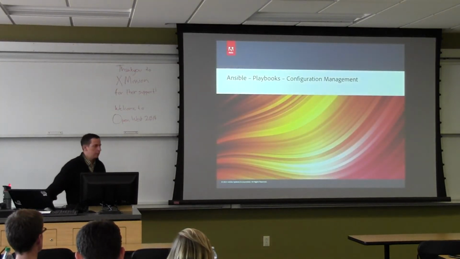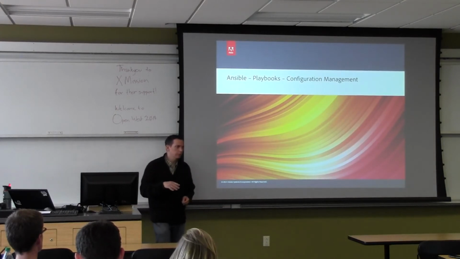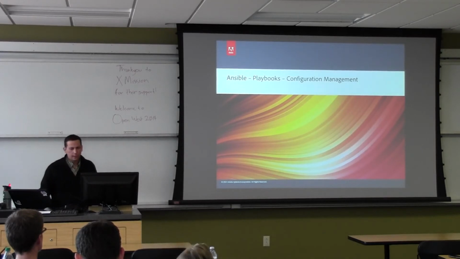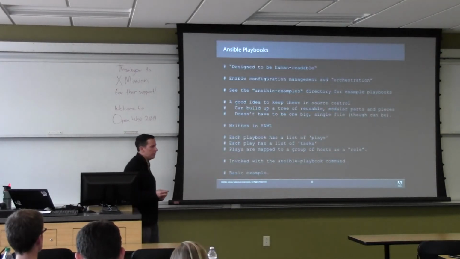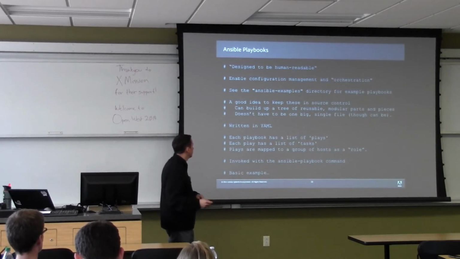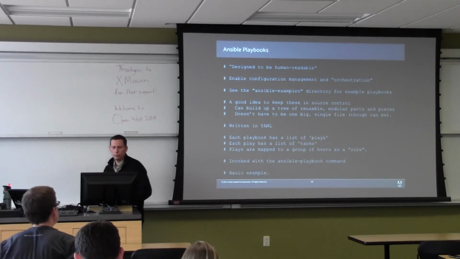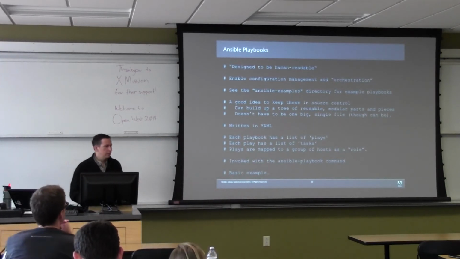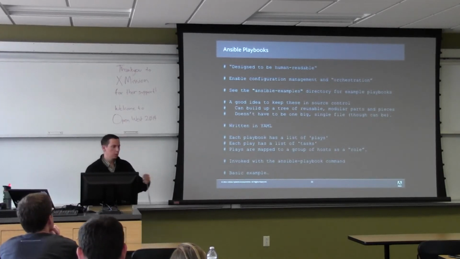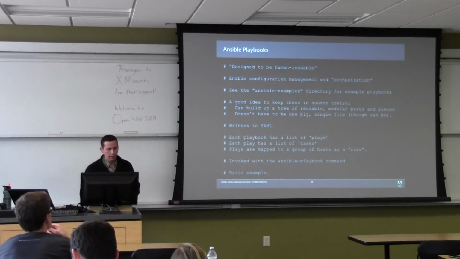So let's look at using Ansible with playbooks. What we were talking about was just basic ad hoc invocation, a little run command here and there. Now we're going to start talking about using what's called a playbook. They're designed to be human readable. They're written in YAML. There's lots of example ones in the Git code. It's a good idea to keep these in source control. You can build up a tree of reusable parts and pieces, or you can just have it in one single file, however you want to do it. Depending on your needs, you can go small to large.